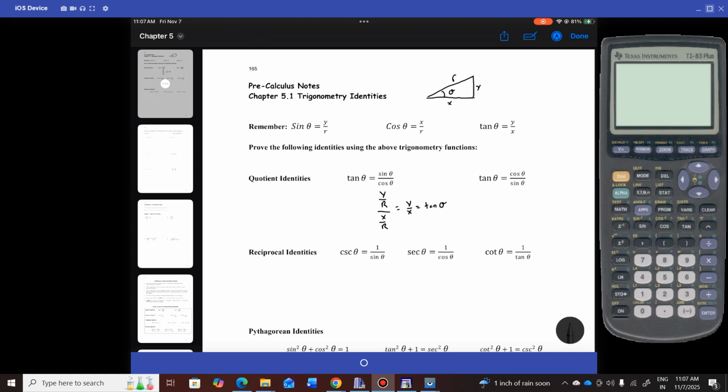Doing the same thing with this next one, there's a mistake. It's not tangent. It's cotangent. Cotangent theta equals cosine theta over sine theta. And so we'll start with cosine and sine. This is going to be x over r, and y over r. The r's will cancel. You get x over y, and x over y is the definition of cotangent theta.